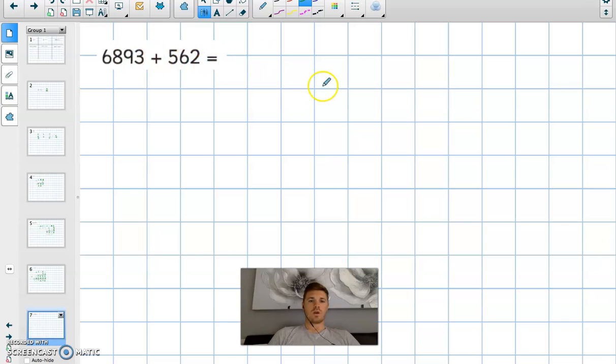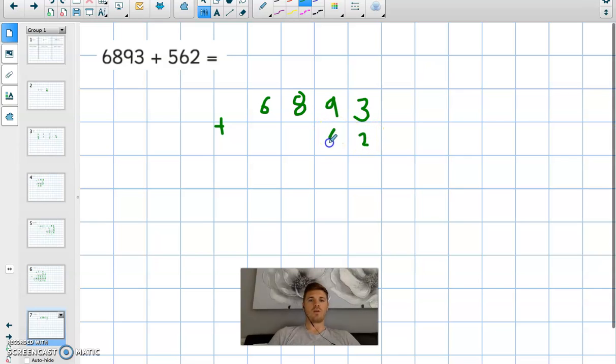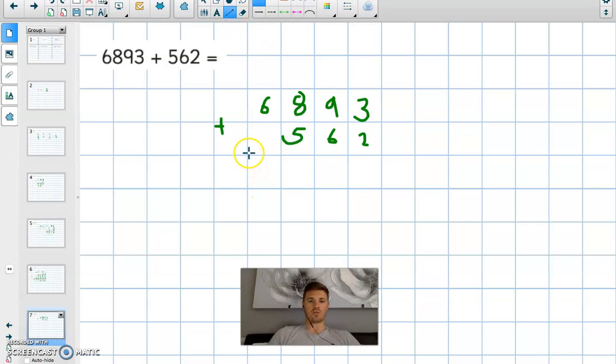Adding two numbers together, a 4-digit plus a 3-digit number, so we must make sure that we use a formal method once again. 6,893. Pop your addition sign here so it reminds you what operation, and then your 562 needs to just go below here. Okay, draw your line as always, just below, and then we can start adding for the smallest digit.